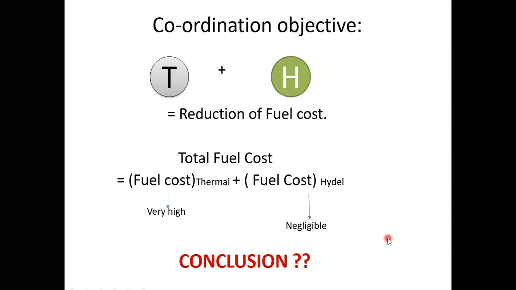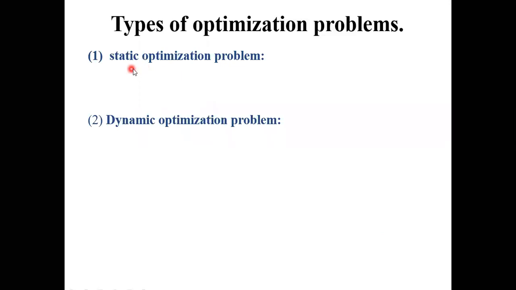Okay. Now let's move to the classification of the different types of optimization problems. So how to solve this problem? Before going to how to solve this problem, let me classify the different types of optimization problems. For example, when you are considering the types of optimization problems, basically we have two types of problems: a static optimization problem and a dynamic optimization problem.